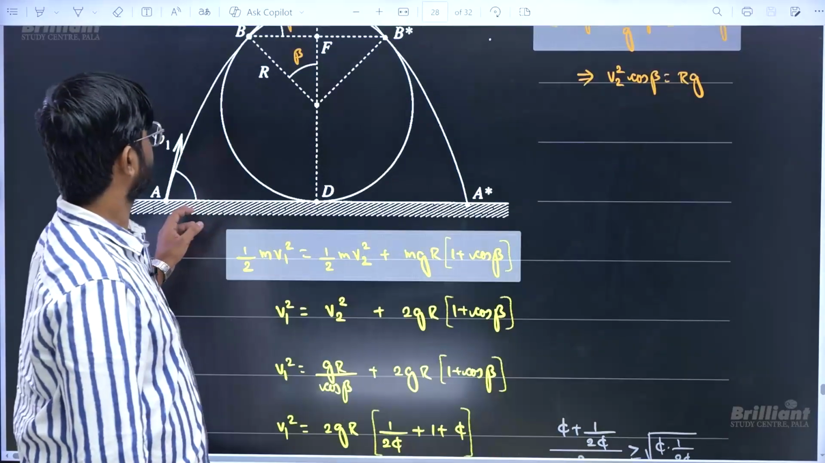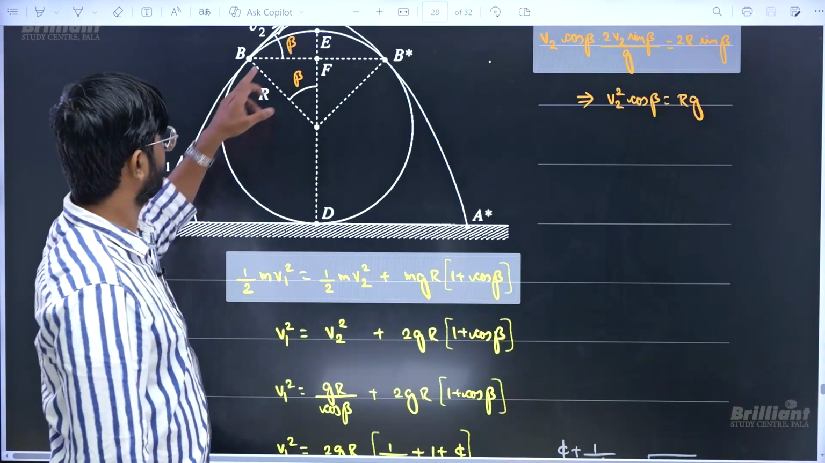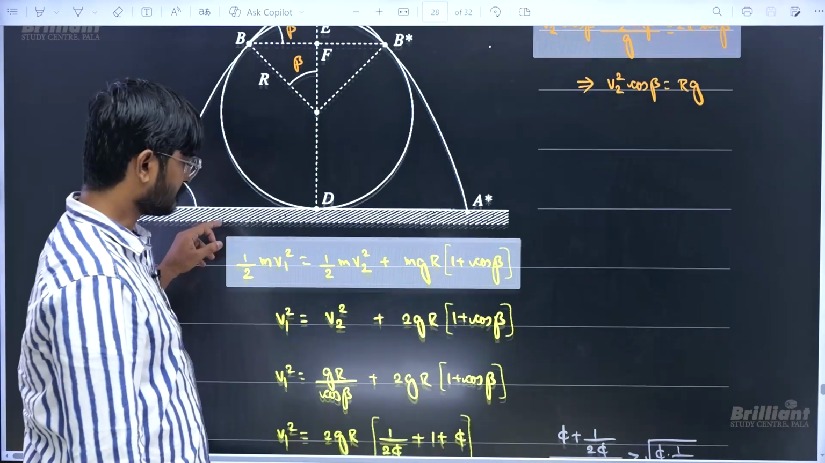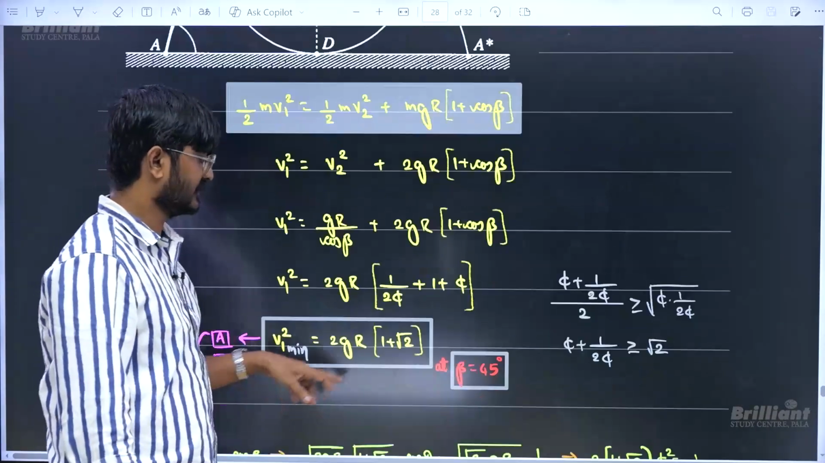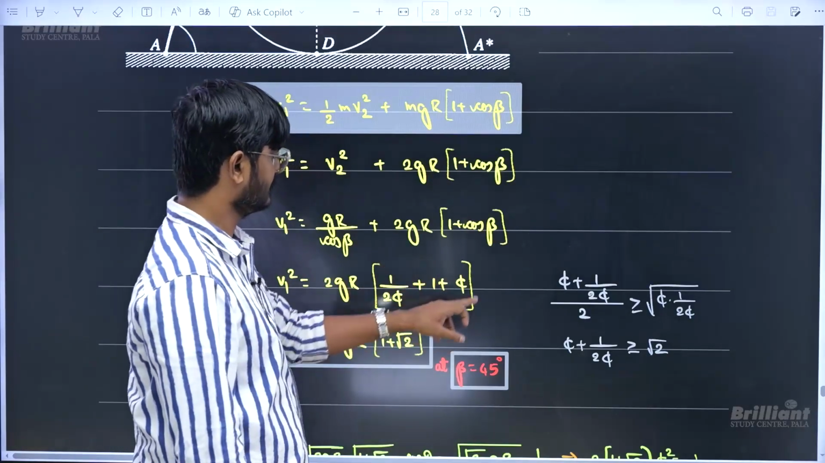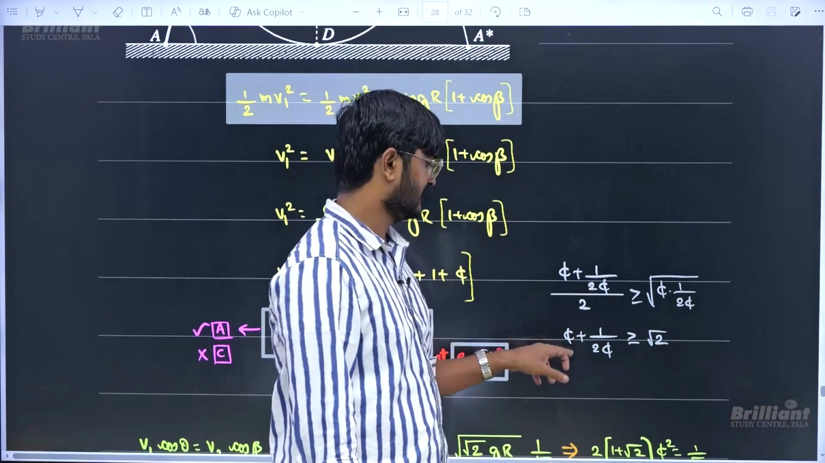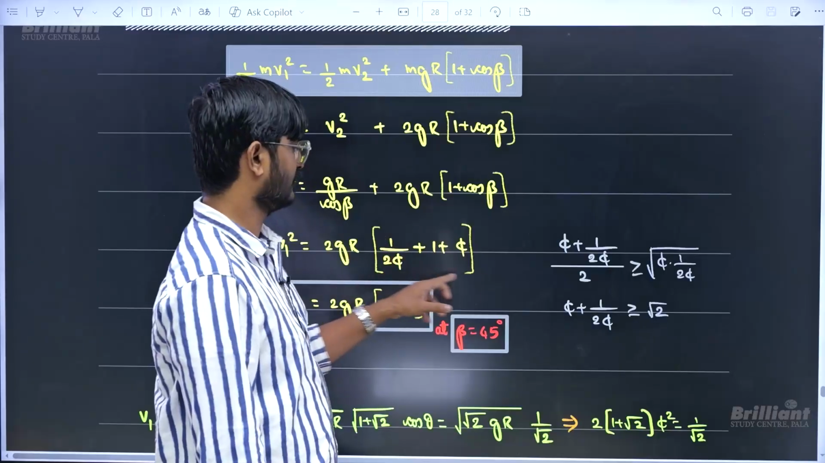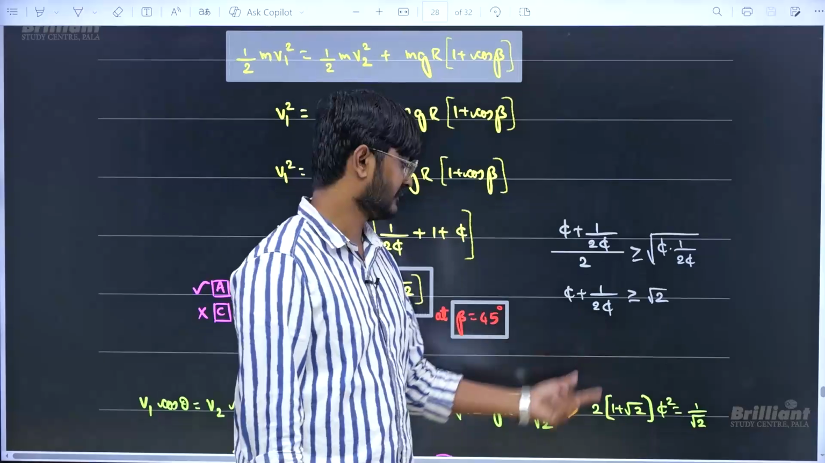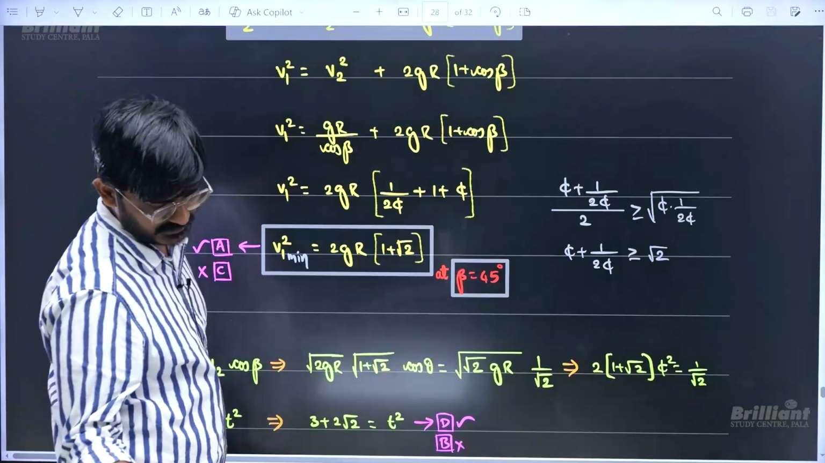So this minimum velocity needed depends on how it is crossing this location, at what angle it is crossing. You can see if you want to find the minimum value of this, you need to figure out what is the minimum value of this. For that you will be taking help of AM greater than or equal to GM. So minimum value of cos beta plus 1 by 2 cos beta is root 2. That will happen when these two are equal, that is at 45 degrees. So minimum value you can calculate. From there you will be getting option A is correct.